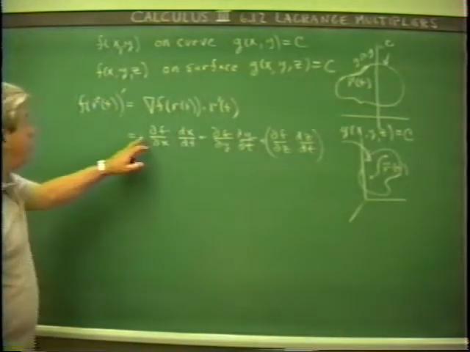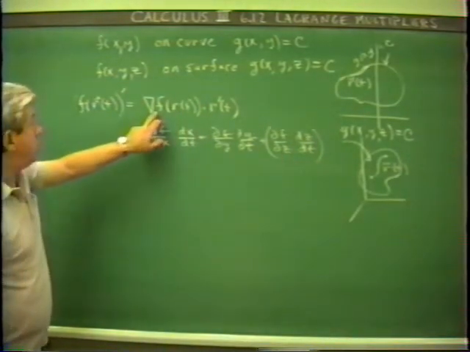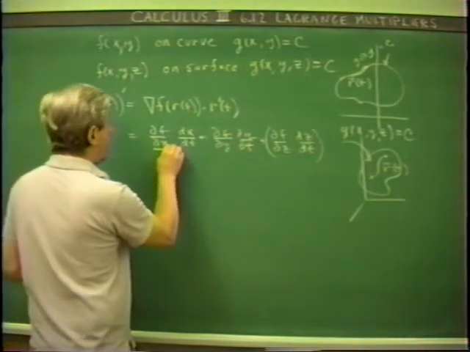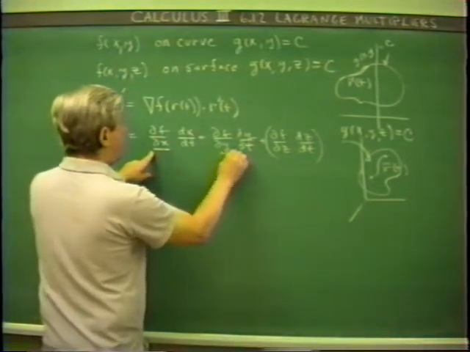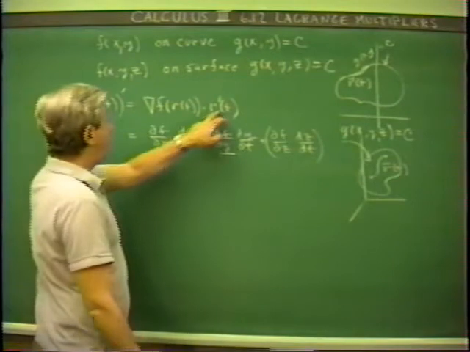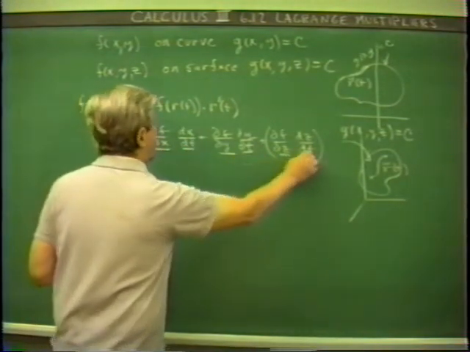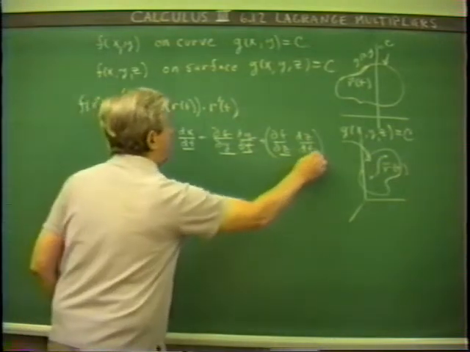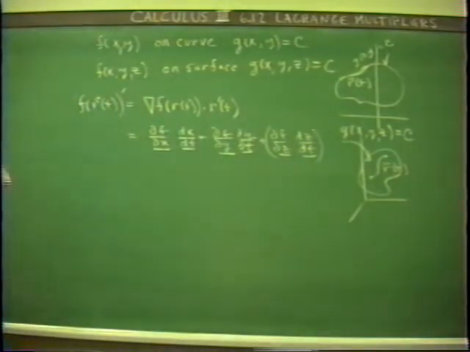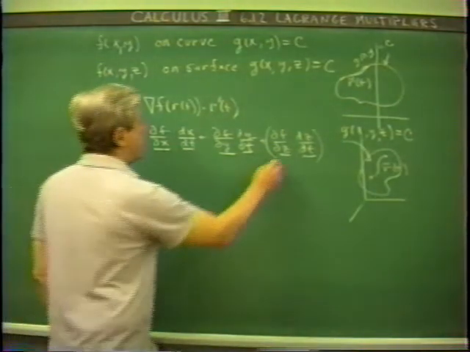And if there's three variables involved here, plus the partial of f with respect to z times the derivative of z with respect to t. In either case here, with either two variables or three variables, this is the gradient. The gradient is partial with respect to x i plus partial with respect to y j, dotted with the derivative, which is dx dt, dy dt.